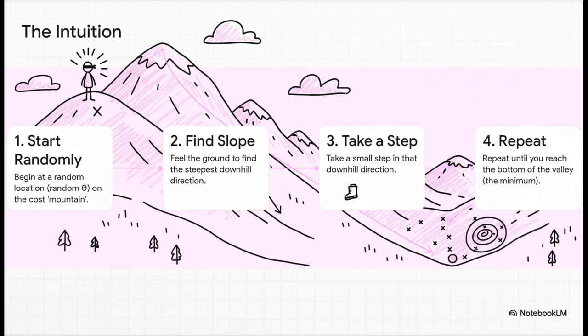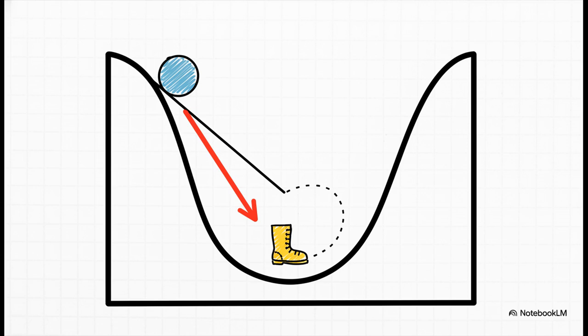Well, you'd probably feel the ground around you with your feet, figure out which direction is the steepest downhill, take one small step in that direction, and then just repeat that process over and over again, until you can't go any lower. That whole blindfolded on a mountain idea, that's exactly what this gradient descent formula is doing, just in math terms. Let's look at this rule.